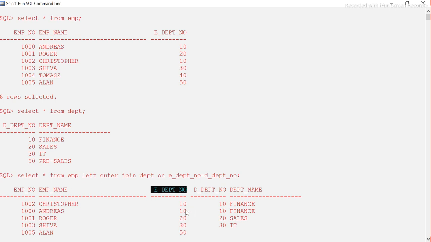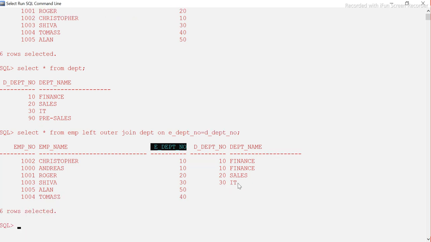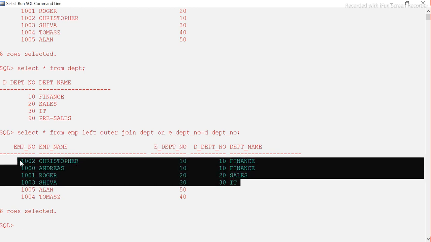For 10, there are 2 matching, right? Here for 10, Finance, there are 2. So 4 will basically be matching. 10 will match, 20 will match, 10 again will match, and 30 will also match from here. So matching will be only 4 records. This is the matching, which is part of our equijoin that I told you about.